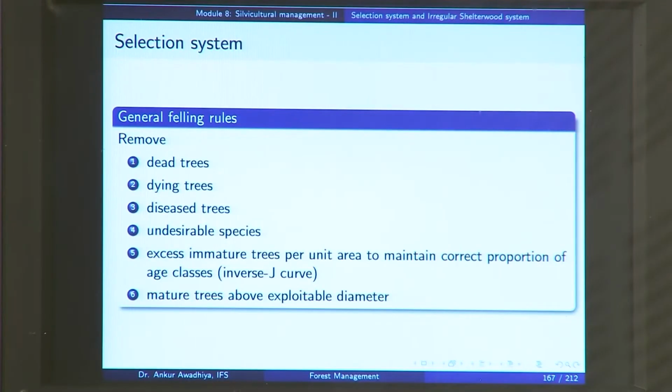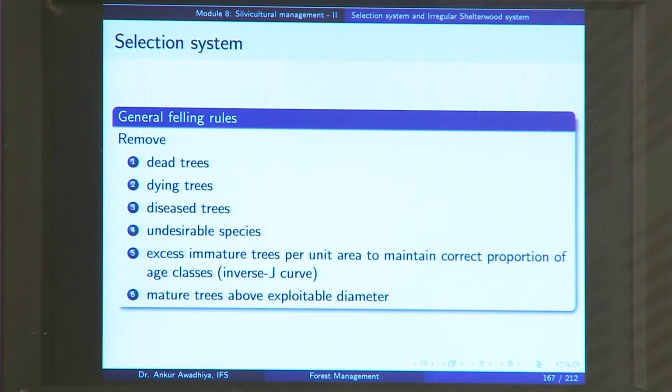So, what are the general felling rules like? Once you have selected your selection DBH or your selection girth, what are the trees that you will fell in this forest every year, or when if you are taking a periodic selection system in every block? So, first of all you remove the dead trees. The dead, dying and diseased trees have the highest preference if you have to remove trees from the forest. Now, why is that so?